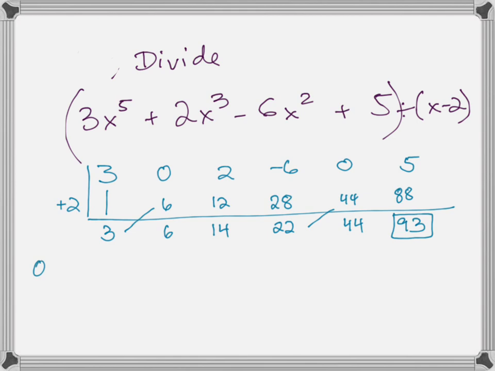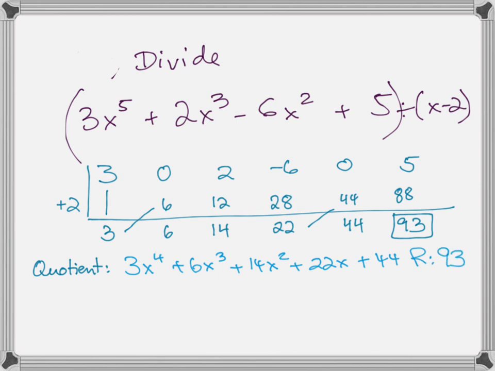So what would be the quotient here? 3x to the 4th, plus 6x to the 3rd, plus 22x, plus 44, and the remainder is 93. Right. Here you go.